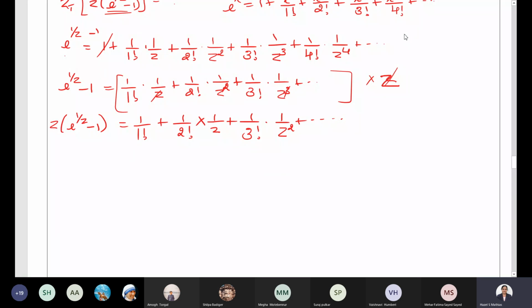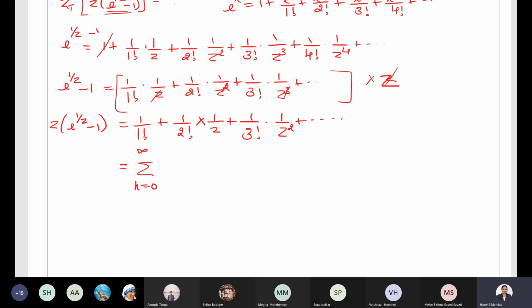Yes or no? Yes, ma'am. Okay, so I hope this is clear. Now write the nth term, summation n equal to 0 to infinity.